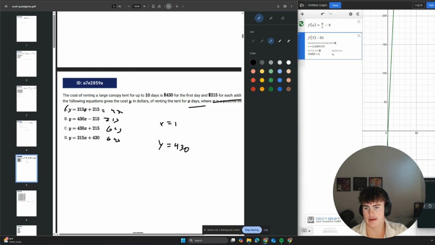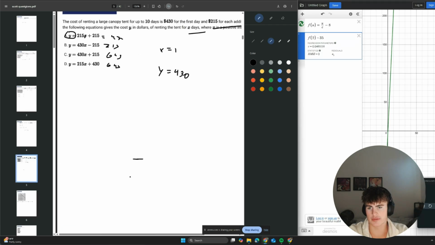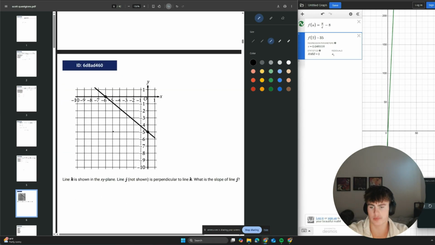So it has to be A, because it only makes sense. You plug 1 in, it should be $4.30, and the only one that is actually that is A. That's it. That one's pretty simple. But the trap on this one would be $4.30 plus $2.15, which then you put C and you get it wrong because you don't plug in the point.